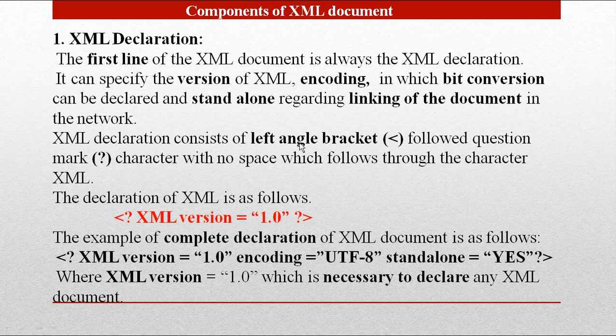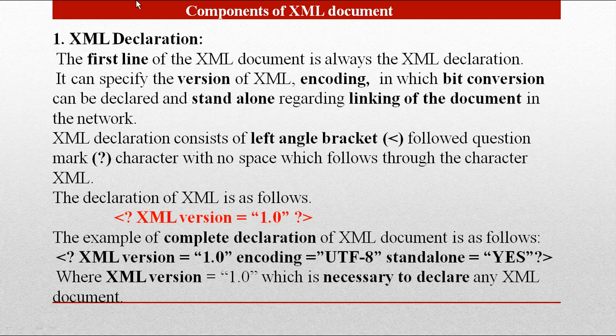XML declaration consists of a left angle bracket, followed by a question mark character with no space, followed by the characters xml. This is the simple declaration of XML as follows: the left angle bracket, then question mark, then xml version equal to, in double quotes, 1.0, then again a question mark, and a right angle bracket closes it.